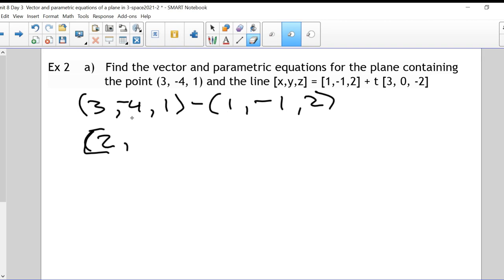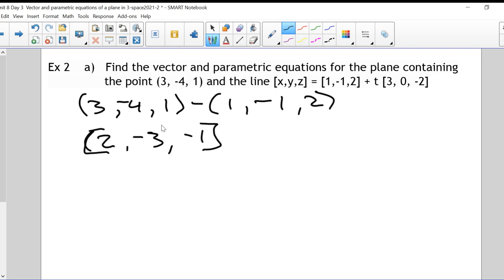3 minus 1 is 2. Minus 4 plus 1 is minus 3. And 1 minus 2 is minus 1. Okay, so I think I got it. Oh, but hold on. No. You know what? I keep looking at this thing over here when I'm trying to get my numbers. So it's 1 minus 1, 2, and 3 minus 4, 1. Okay, I think we're good now. So anyway, this represents my second direction vector.